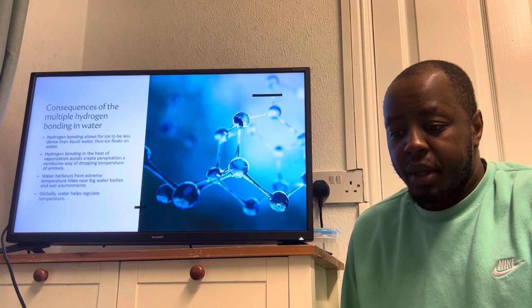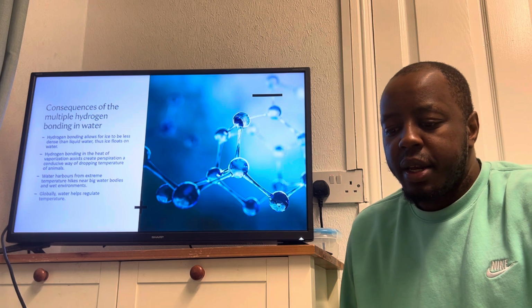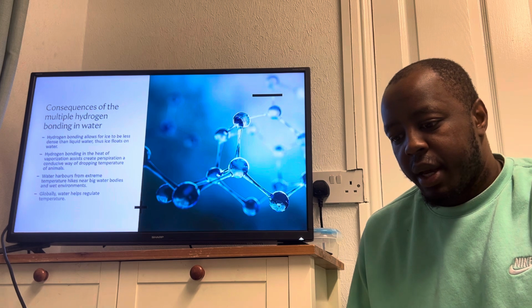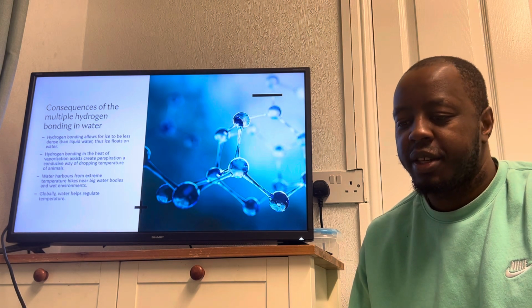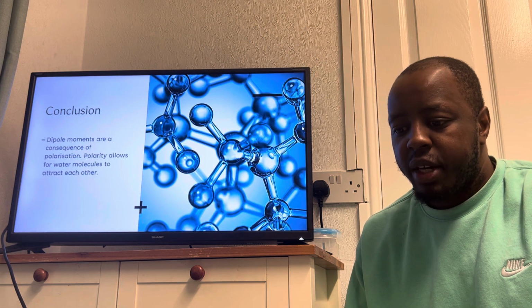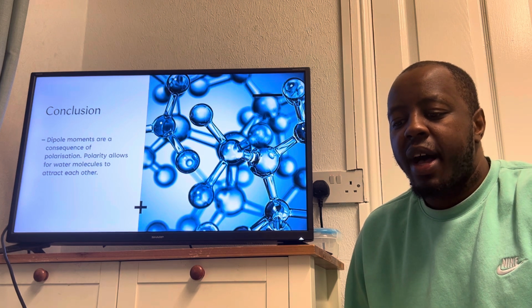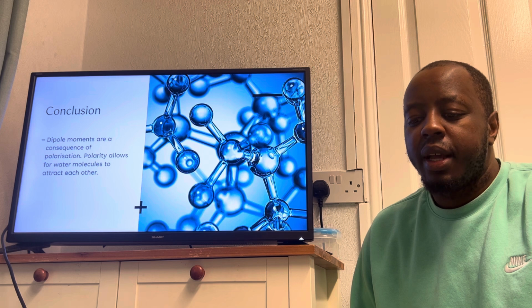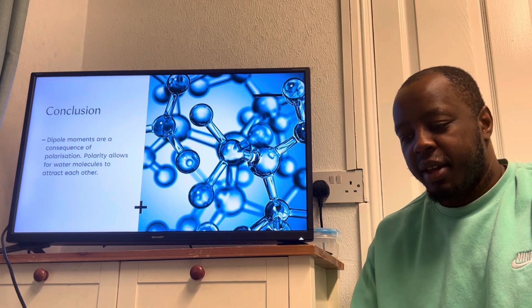Right? So water protects from extreme temperature hikes near big water bodies and in wet environments. And globally, water helps regulate temperature, which is rather basic. And finally, to conclude, I would say that dipole moments are a consequence of polarization, and polarity allows for water molecules to attract each other.